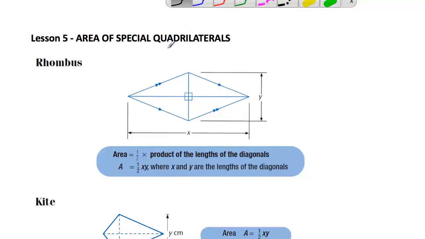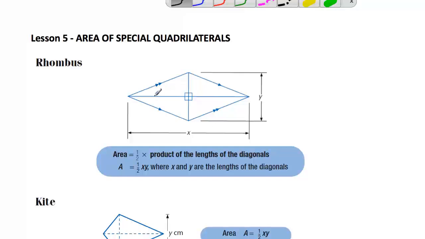In this lesson, we're going to have a look at the area of what we call special quadrilaterals. They're shapes that are not as common as things like squares and rectangles and so on. Now, the ones that we're going to look at firstly are the rhombus, and this one is given by the formula. The area of this shape here is half times the product of the lengths of the diagonals.